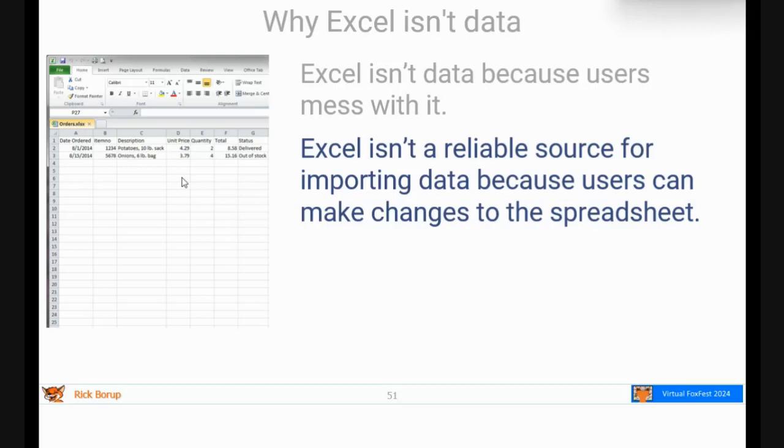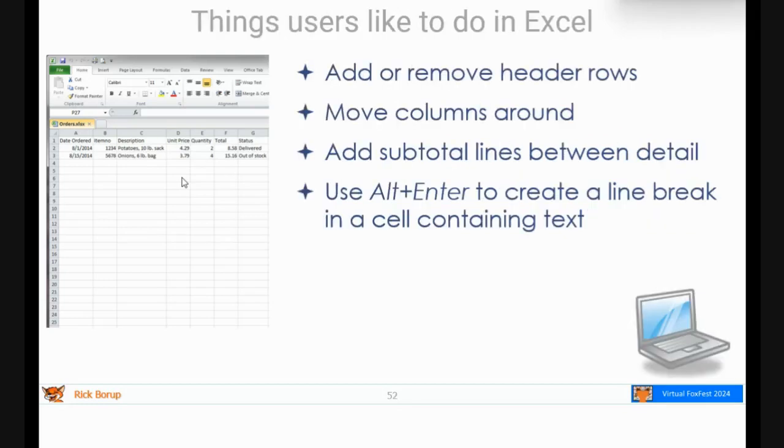And here are some of the things that I've run into over the years when being on the receiving end of data in the form of Excel. Typically, you won't get the Excel file itself. You'll get the CSV export version, and that's what we're going to be using by way of example here. So here are some of the things that I have found that users like to do in Excel. They like to add or remove header rows. Well, that's clearly going to mess up your import if you're creating a CSV file from that spreadsheet.